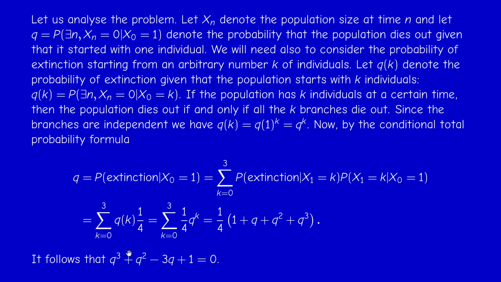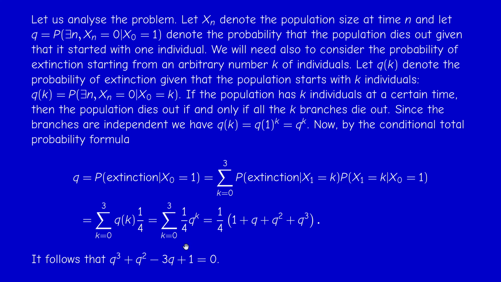And so replacing Q of k by Q to the power k, I get 1 over 4 times 1, and I factor by 1 over 4, so 1 plus q plus q squared plus q cubed. So q satisfies a polynomial equation, q equals 1 over 4 times this polynomial. So if I multiply by 4 and subtract 4q, I get q cubed plus q squared minus 3q plus 1 equals 0. So this is the equation, you can call it the characteristic equation if you like, of the problem, that you have to solve in order to determine q.